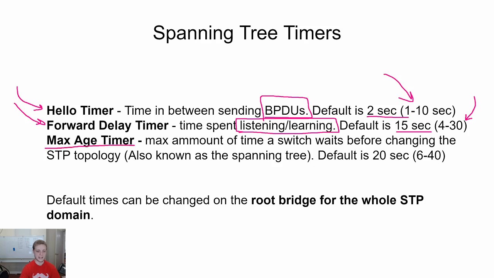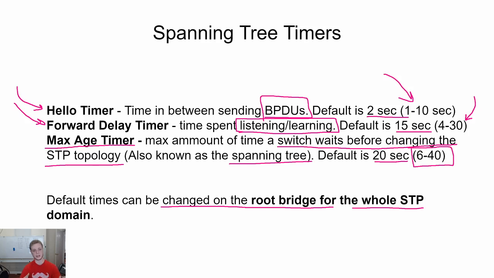And then we have our max age timer. This is the maximum amount of time the switch waits before changing the spanning tree topology. The default is 20 seconds, and it can be anywhere from 6 to 40 seconds. Default times can be changed on the root bridge for the whole spanning tree domain. So the root bridge will basically communicate these times to the rest of your switches, and they will fall in line. So it's very important that whoever your root bridge is has this information set correctly, and if your root bridge changes, these numbers may change.